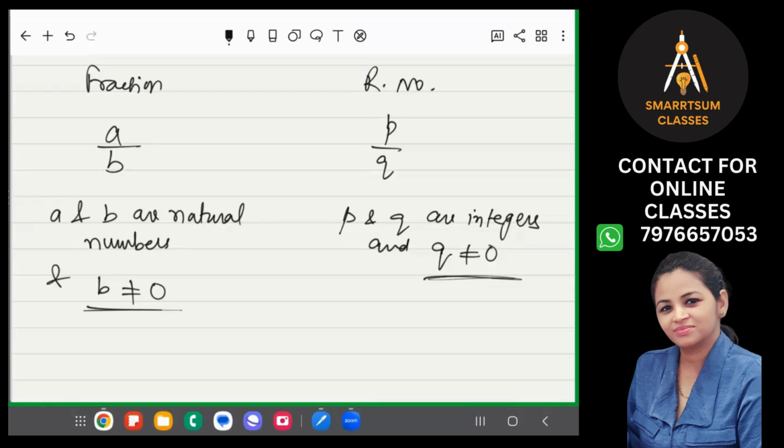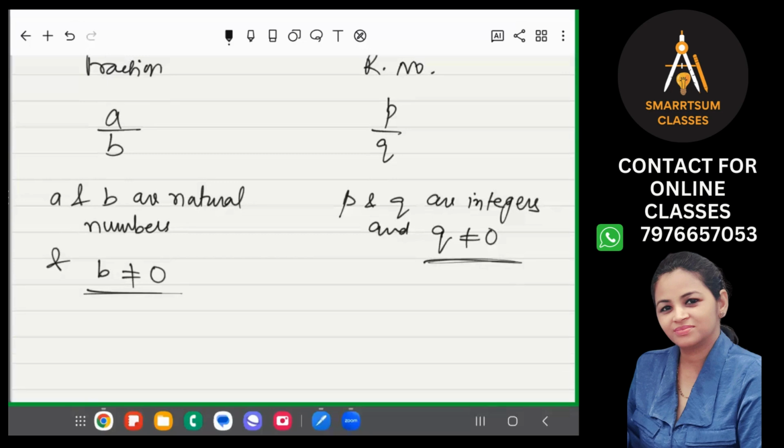So are you getting what is the difference between a fraction and rational number? दोनों देखने में एक जैसे लगते हैं, right? Okay, but rational number में क्या है? ये integers हैं. P and Q are integers, means they can have positive values, they can have negative values. But in fraction, A and B have only positive values, right? However, all fractions are rational numbers also. Is that clear?